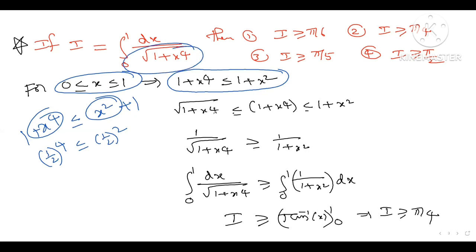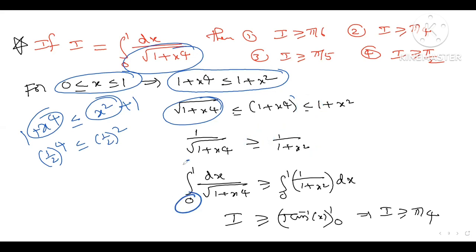Now here a root is there, so taking root on both sides: root of 1 plus x to the power 4 is less than or equal to 1 plus x square. Now, what is the next step? Reciprocal is there, so taking reciprocals on both sides, first take the first and last functions: 1 by root of 1 plus x to the power 4. This inequality is changed: it is greater than or equal to 1 by 1 plus x square.